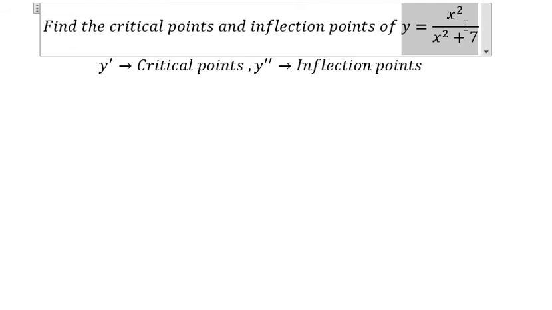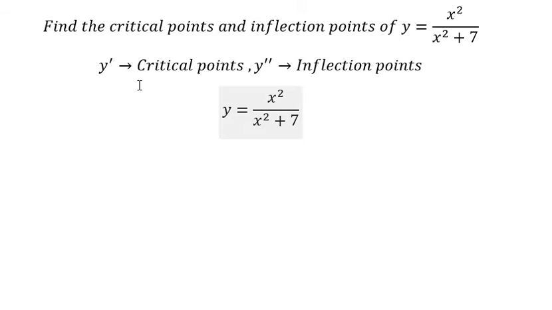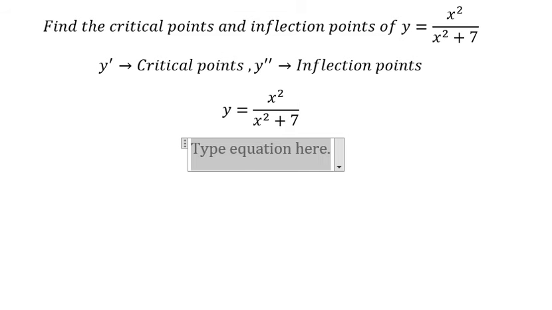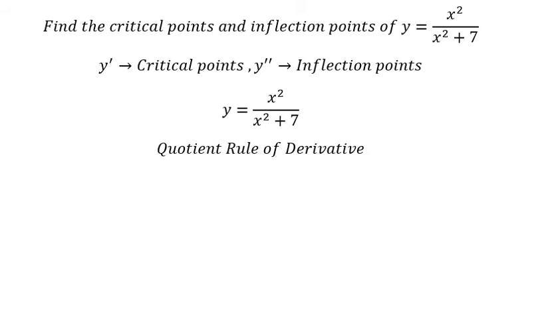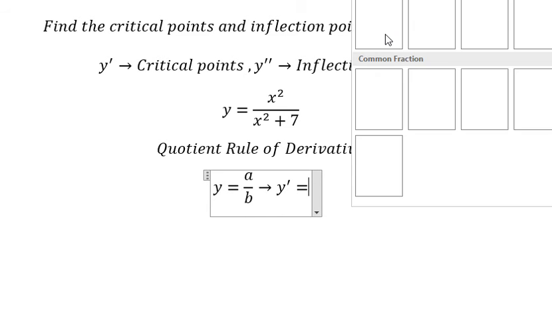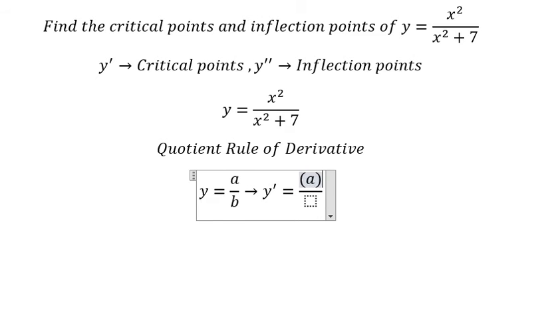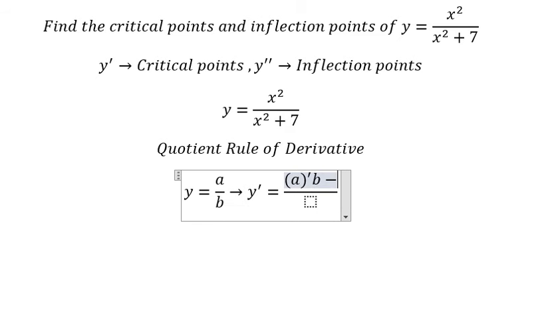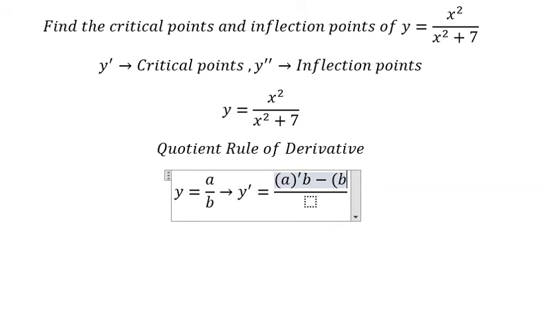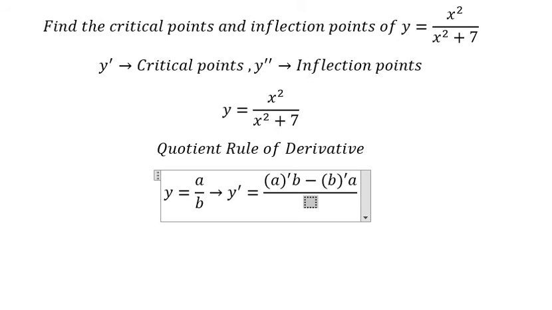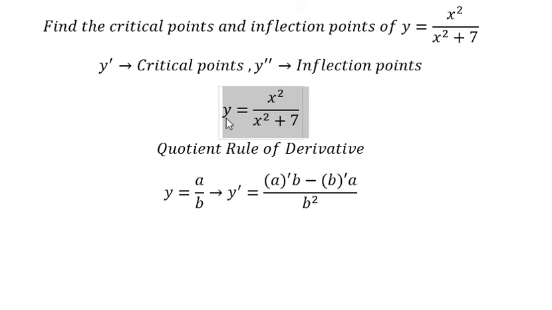So let's go to the first one. We can apply the quotient rule of derivative. That means we have y equals a over b. So if we do the first derivative of this one, we need to do the first derivative of a multiplied by b, minus the first derivative of b multiplied by a, and we have b squared in here. Now we can apply the formula in here.